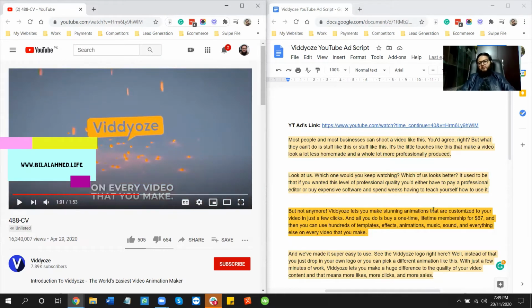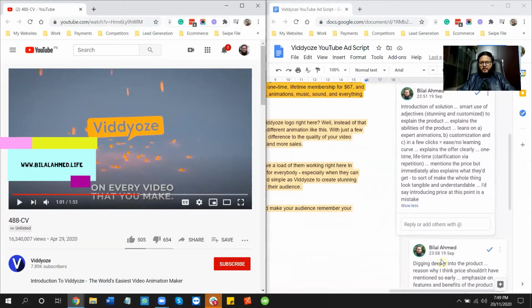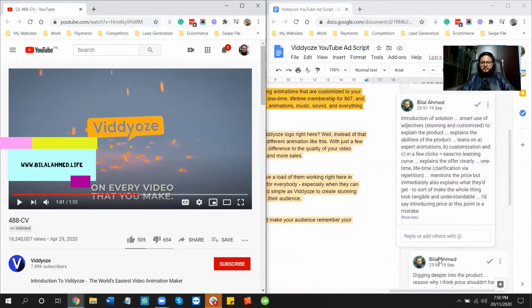PAS, problem agitation solution. Now he's talking about the solution, which is his product. He's talking about the product. And I would have to take a look at my notes here. Introduction of the solution, smart use of adjectives, stunning and customized to explain the product.